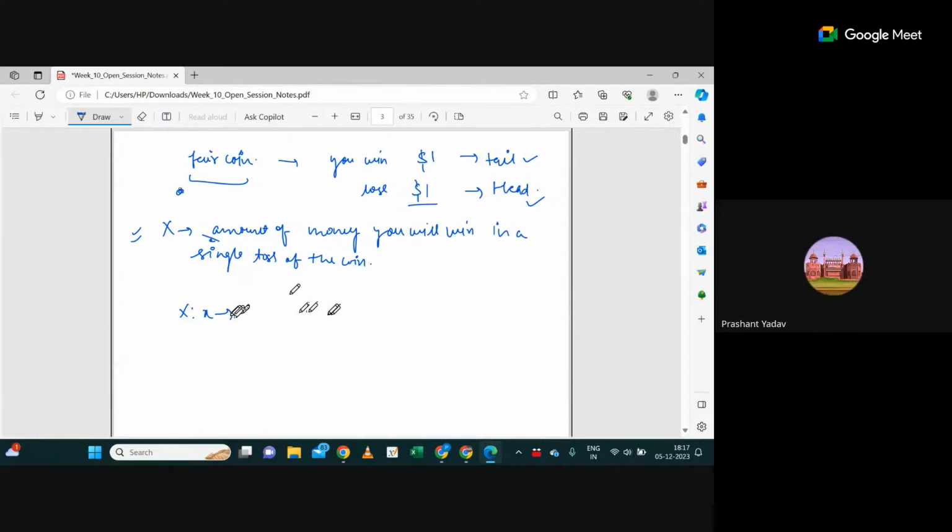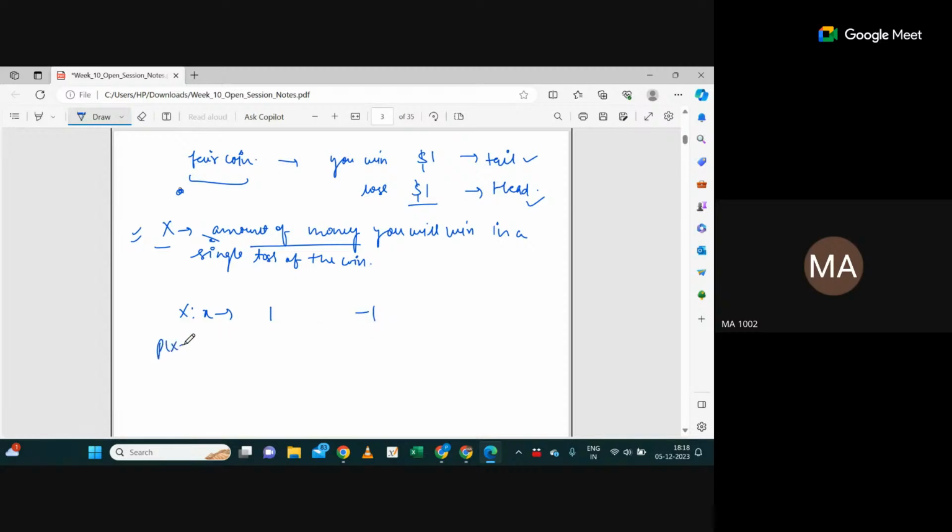See, you will win $1 if tail is there. You are going to lose $1 if head is there. So zero and one? Why zero? Number of heads appearing? No. Minus one and one, correct. -1 and 1. See, my random variable is representing what amount of money, right? If head is there, I will lose, or if tail is there, I will win. Are you getting it? Yes, sir.